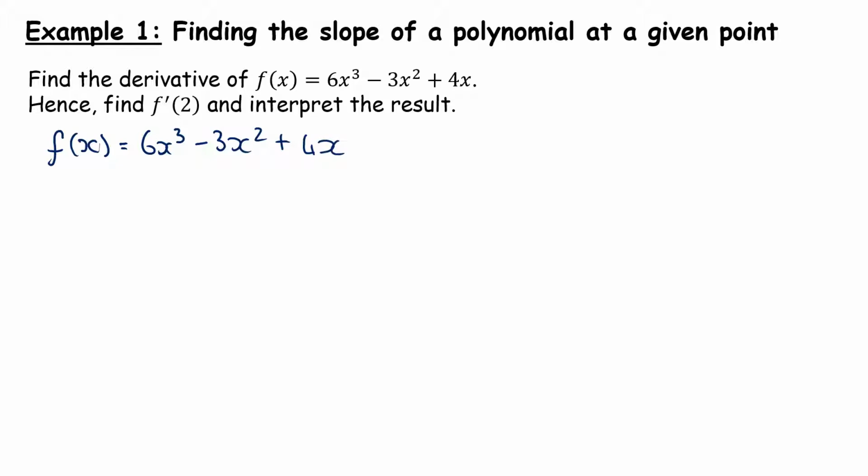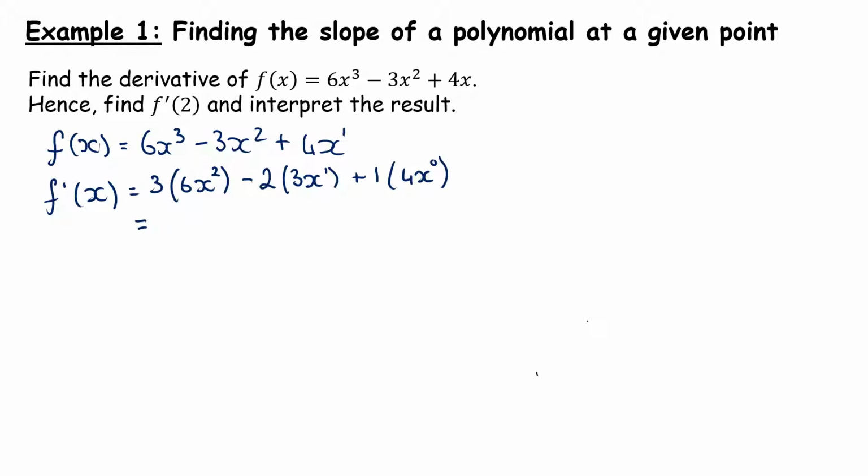So using the very first rule, which is x to the power of n differentiates to n times x to the power of n minus 1. In short, what that means is when you differentiate, you bring down the power and take one away from the power. So that becomes 18x squared, minus you bring down the power and take one away from the power, so that becomes 6x, and then again you bring down the power. Remember, this is actually a power 1, so that's 1 times 4x. Now if I take 1 away from 1, I actually get 0.